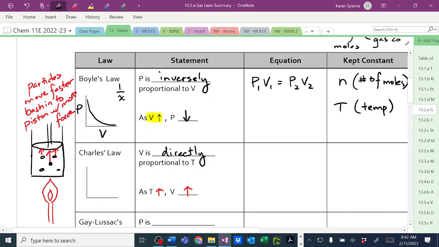So if we increase the temperature, temperature is our, what do we call that? Independent variable, and volume is our dependent variable, and those go up like that. Yeah, so it's going to be V1 over T1 is equal to V2 over T2.